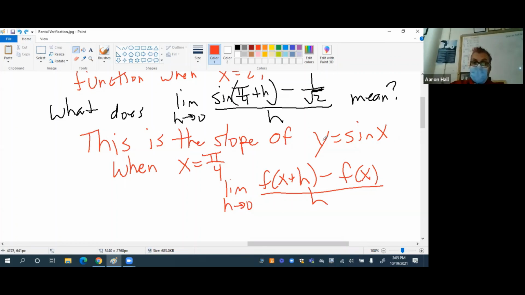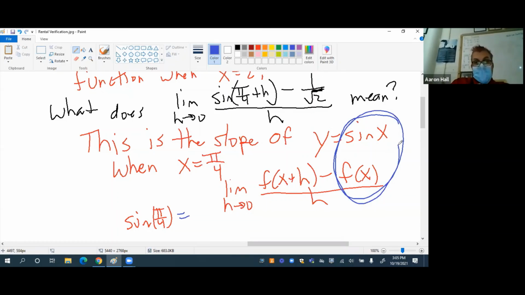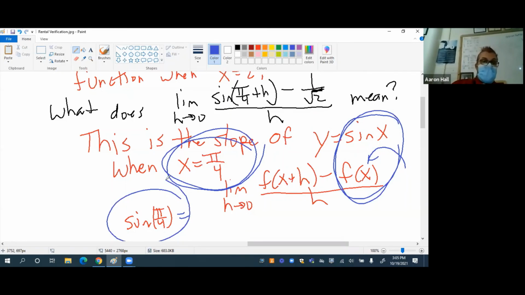And then I'm going to take this value here. That is my f of x. So that goes here. But x is what? It's pi fourths. So what is sine of pi fourths? If these are the same and my x is pi fourths, because that's what we said it was, then what is sine of pi fourths? Use your hand trick. What do we get?